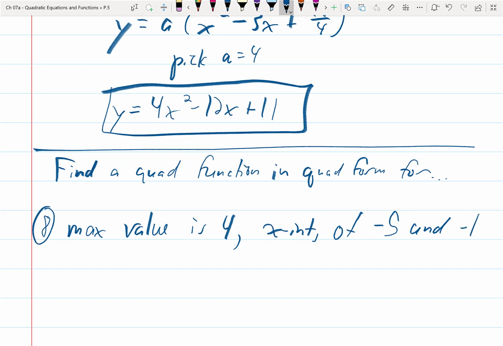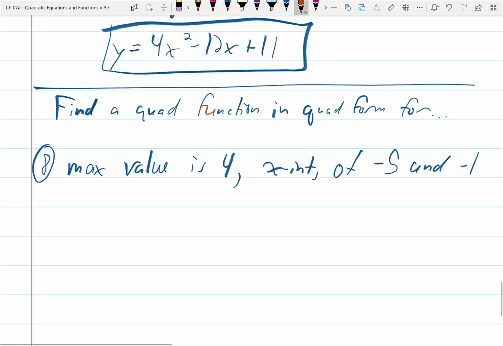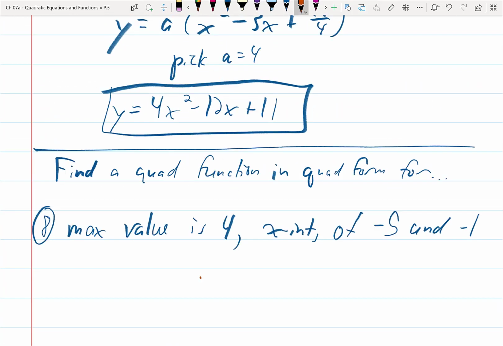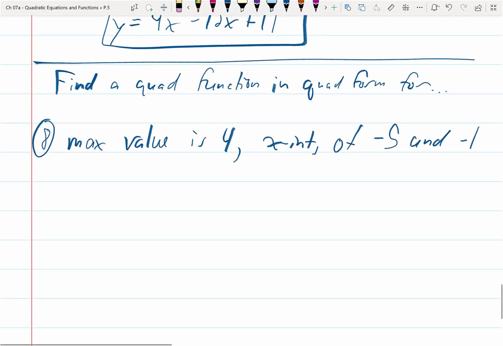Okay. How can I do this? Well, you know that it's a parabola that faces down. Andrew, how do I know it's a parabola facing down? Because the max value is 4. Yeah, or it just has a max value in general, right? The fact that it says max value means it's going down. Where's it crossing here?